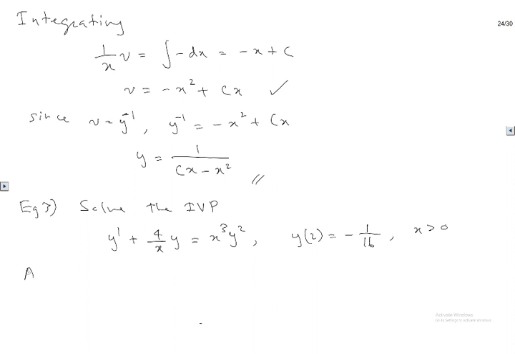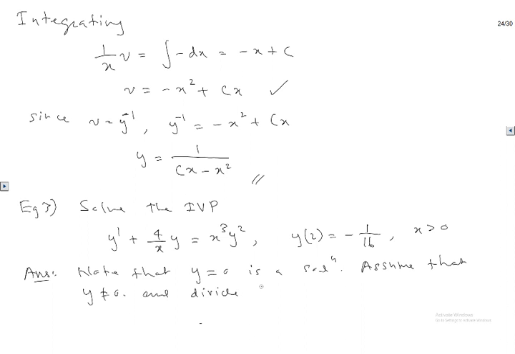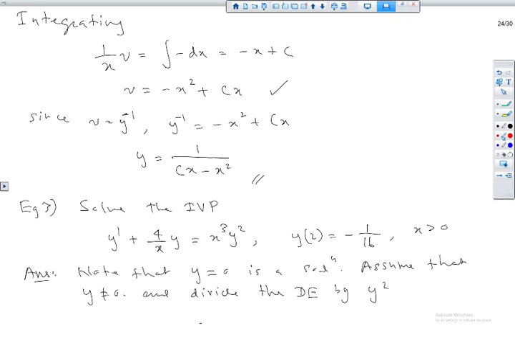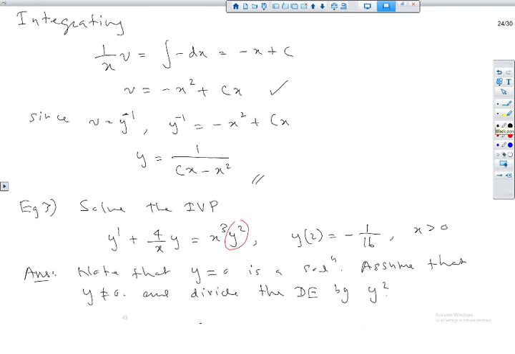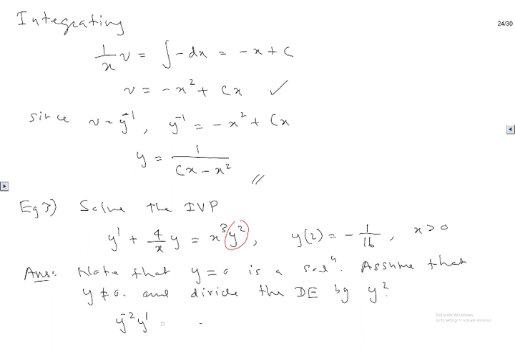Again, we first check whether y equals 0 is a solution. Note that y equals 0 is a solution. So assume that y is not equal to 0 and divide the differential equation by y squared. Why y squared? That's the term sitting here. Good. So once you do that, you're going to get y to the negative 2 y prime plus 4 over x, and when you divide by y squared, this becomes y to the negative 1, and this becomes x cubed.